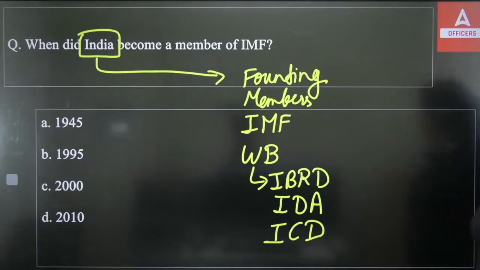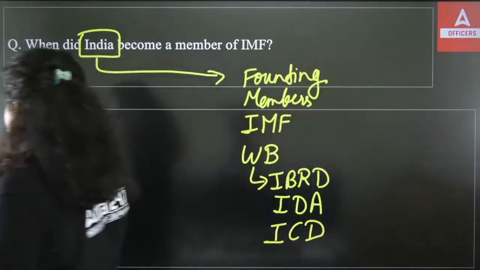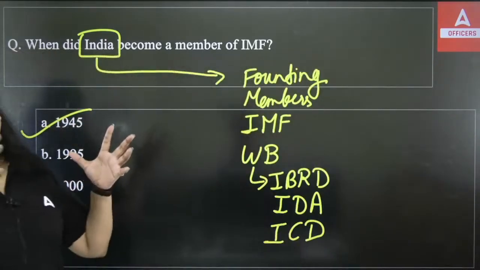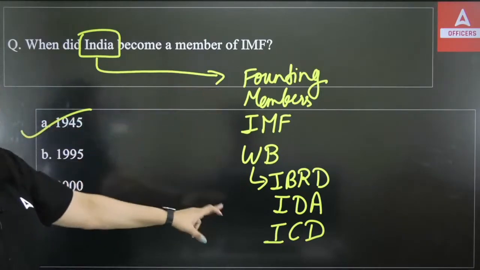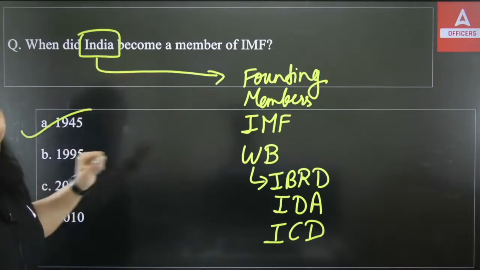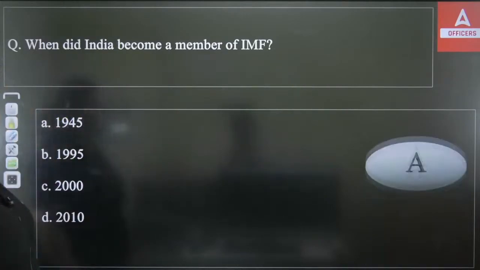Okay, so the right answer here is that the IMF was established in the year 1945 after the Bretton Woods Conference. So the right answer will be 1945. And do remember, these are the institutions where India is a founding member. So the right answer will be option A.